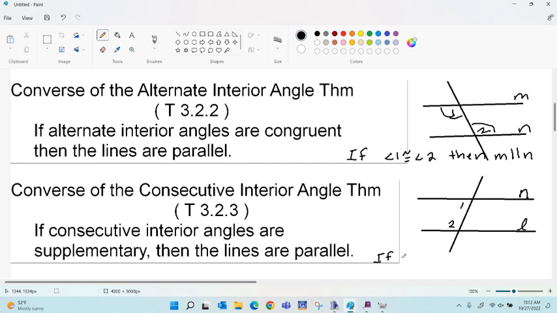But I could say, what does supplementary mean? Angelina: They both equal 180 degrees. So they add up to 180. So that means this beginning part would be, if the measure of angle 1 plus the measure of angle 2 equals 180.